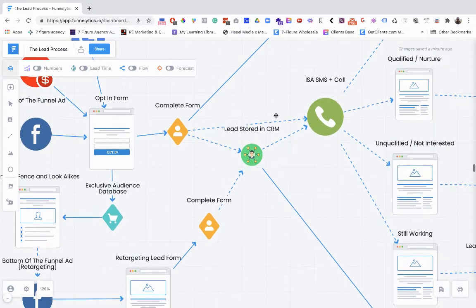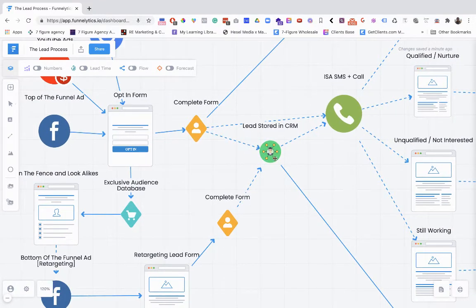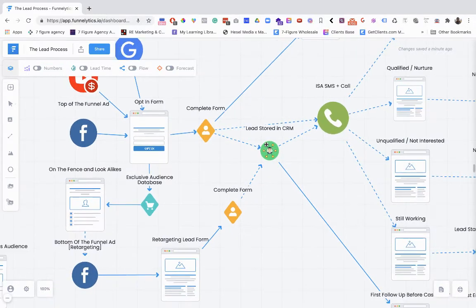But that's one route, if that happens in step two. What most of the time happens is that the lead will be stored within the CRM. And as they get stored within the CRM, a series of other operations are going to happen. And we're going to go to that.